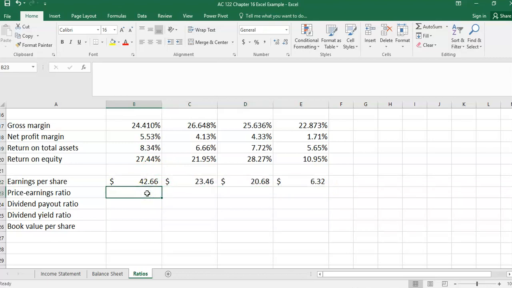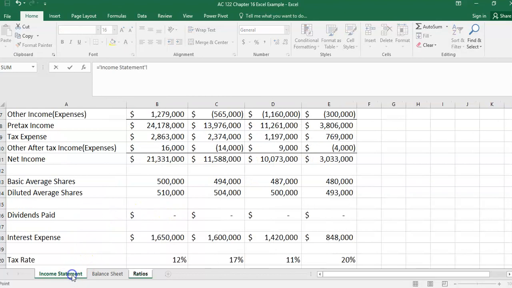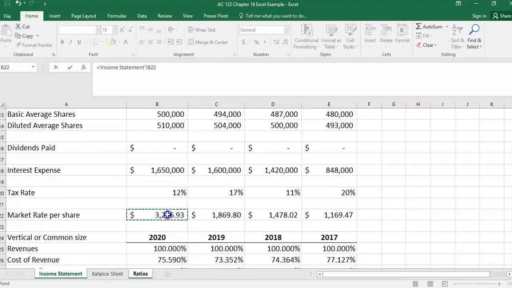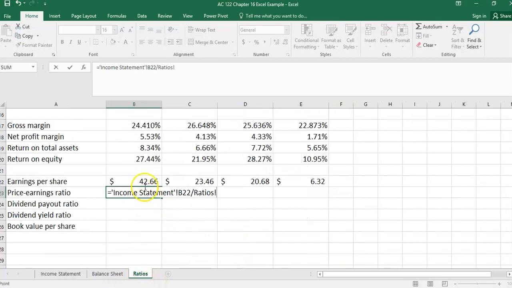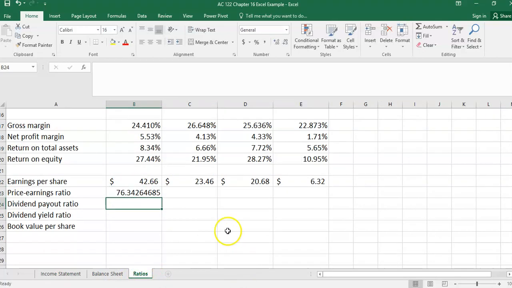The price earnings ratio is an index of whether a stock is cheap or expensive in relationship to current earnings. This is our market price per share divided by our earnings per share. So we have our market price per share, and we take that divided by our earnings per share.